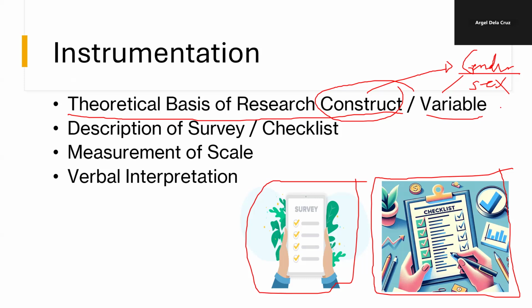So let's say you are measuring the effectiveness of certain programs. So how would you measure effectiveness? Diba? Yun ang pinaka deadling tanong. Kaya nga dapat sa RRL or sa research review of related literature, meron po kayong area dyan na how to measure your research variables or research construct. Okay? Next, you have to include the description of the survey checklist.